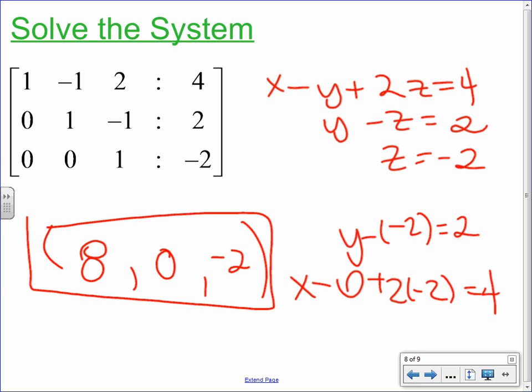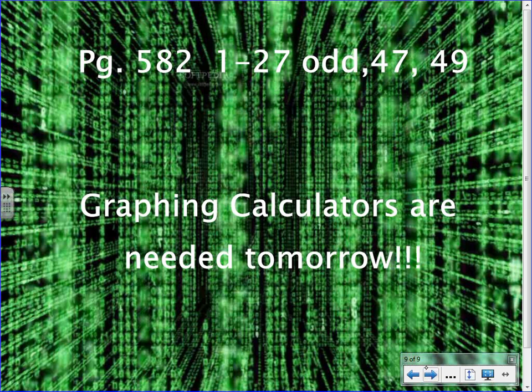All right. Tomorrow we're going to work on getting it into this form so we can solve. Right now in your homework it's going to be given to you in row echelon or reduced row echelon form. In your homework you will also have to identify row operations, so that'll be two different things. Here's your homework. You need graphing calculators tomorrow. Bring them.